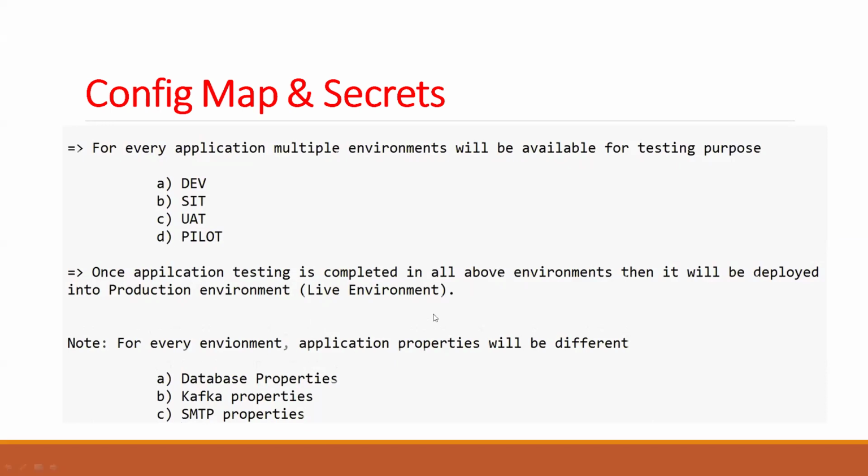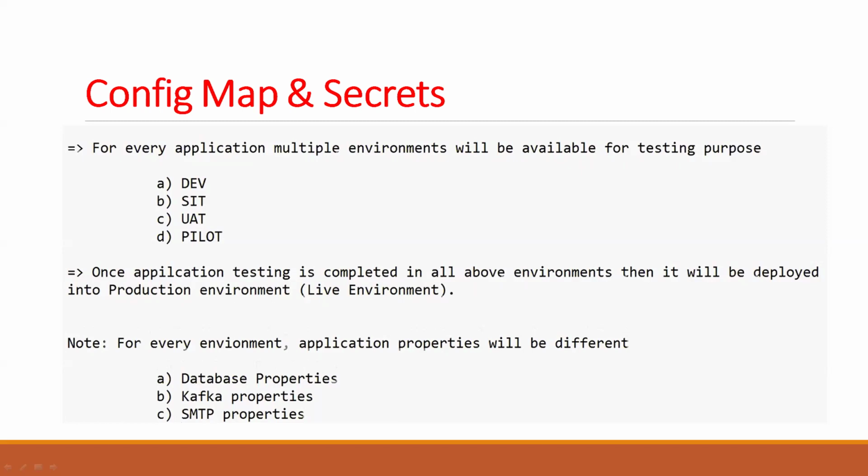Note, for every environment, application properties will be different. So what are application properties, guys? For example, database properties or Kafka properties or SMTP properties. These properties will be different. What are those properties?